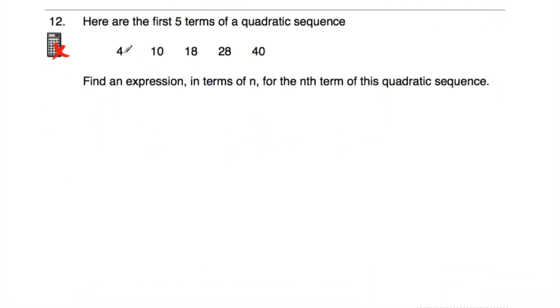So question number 12 says, here are the first 5 terms of a quadratic sequence, and they are 4, 10, 18, 28, and 40. And we've been asked to find an expression in terms of n for the nth term of the quadratic sequence. So let's write down our sequence, 4, 10, 18, 28, and 40. And remember, the nth term of the quadratic sequence would be something in the form of an squared plus bn plus c. And we want to find the values of a, b, and c.